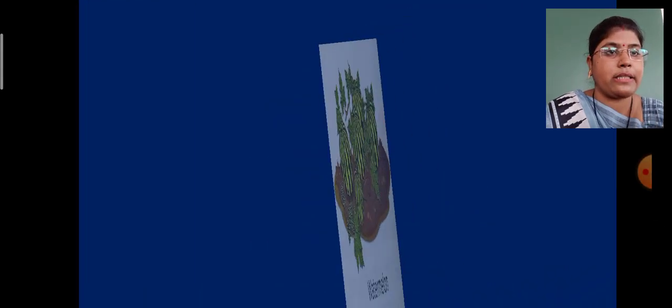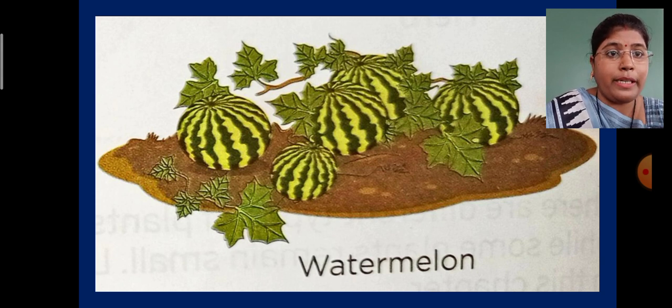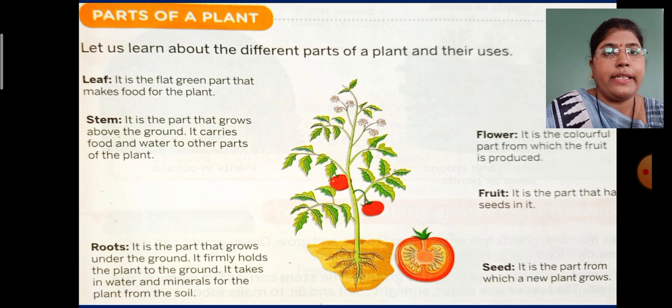Now see this example. This is the ground, shown in brown color, that is the soil, and see the watermelon. See how that plant spreads, and how the weight of the watermelon falls on the ground, not on the plant. So this is a very nice example of it. Now the next point is the parts of a plant.